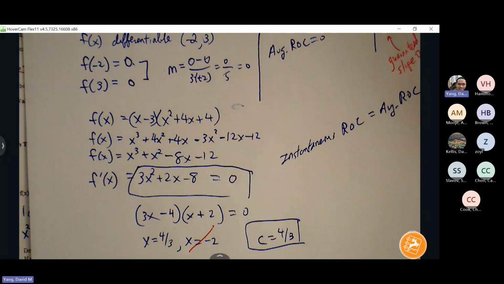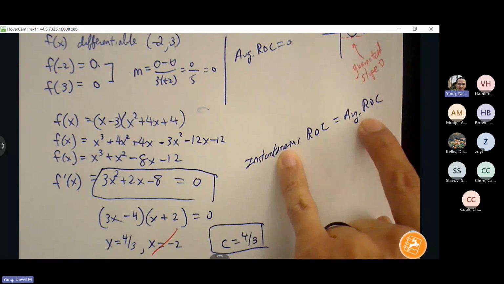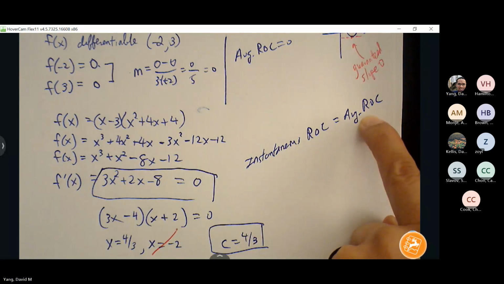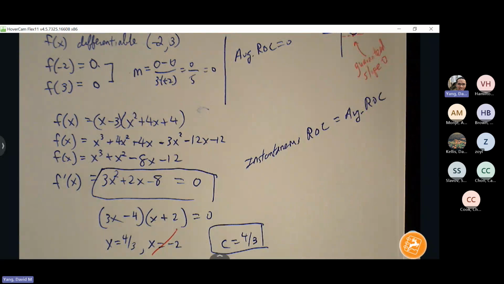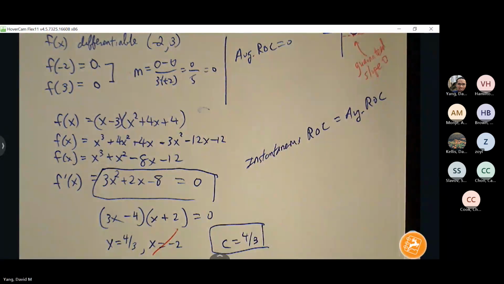Okay, so Rolle's theorem, the basic idea is you're setting your instantaneous rate of change equal to the average rate of change, but then your average rate of change, or the slope between the endpoints, always needs to be 0. Otherwise, we have to categorize it under MVT. We can't call it Rolle's theorem unless your average rate of change is equal to 0.